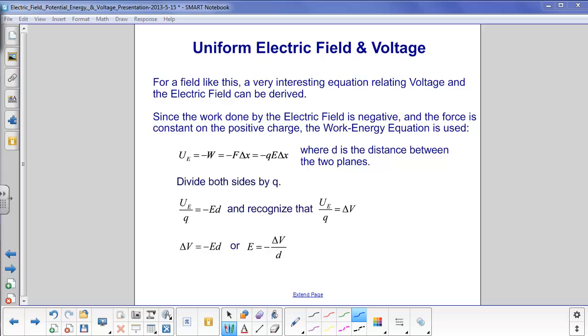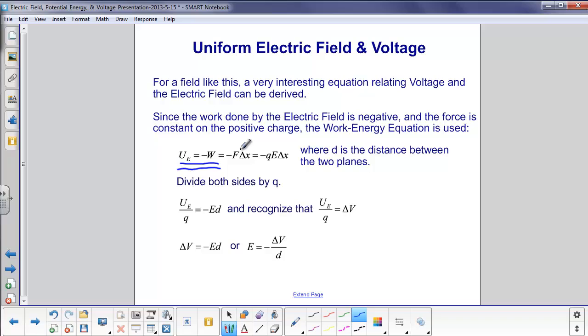For a uniform electric field like this, a very interesting and elegant equation relating voltage and the electric field can be derived. As we talked about in the previous slide, the work done by the electric field is negative, and the force is constant because the electric field is the same, so we're going to go back to the work-energy equation here, where we have the potential energy is equal to the negative change in work.